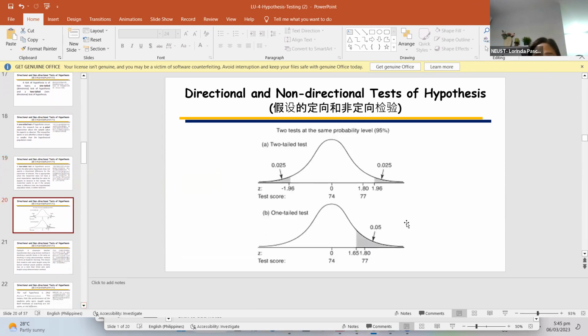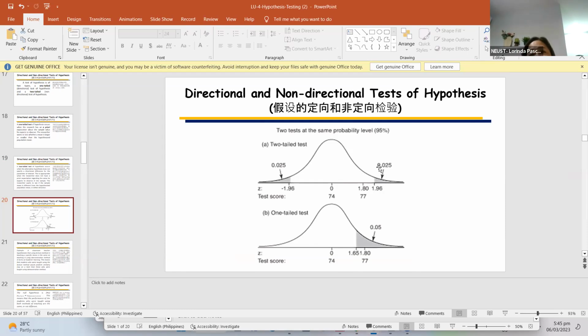Now, in terms of normal curve, the two tests at the same probability level, which is 95%. Pag 95% yung probability level mo, you have 5% error. Then the two-tailed test, for the two-tailed test, you have an expectation in either two directions. So one is at the left and at the right. So you divide 5% by 2. So you have 2.5% chance here and 2.5% on the other, being higher or lower in both directions, either the right or the left. So that is a two-tailed test.